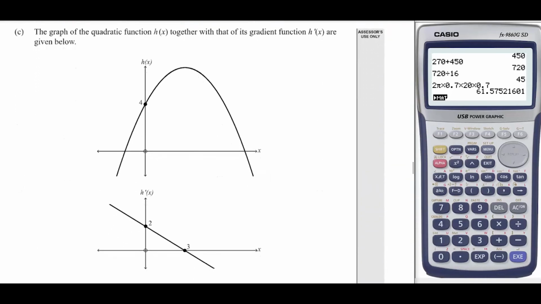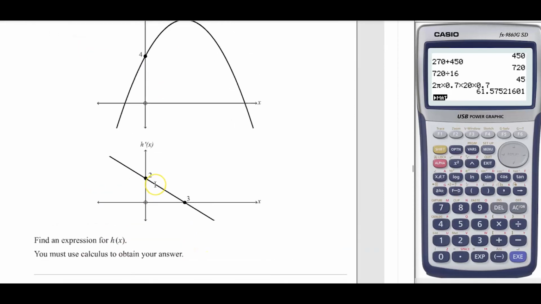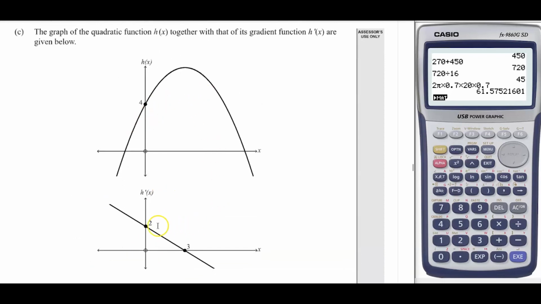Part C, we've got the graph of the quadratic function h of x at the top, together with its gradient function here, h dash of x. Find an expression for h of x. So we need to read off the information we've got from this graph to be able to get those details.